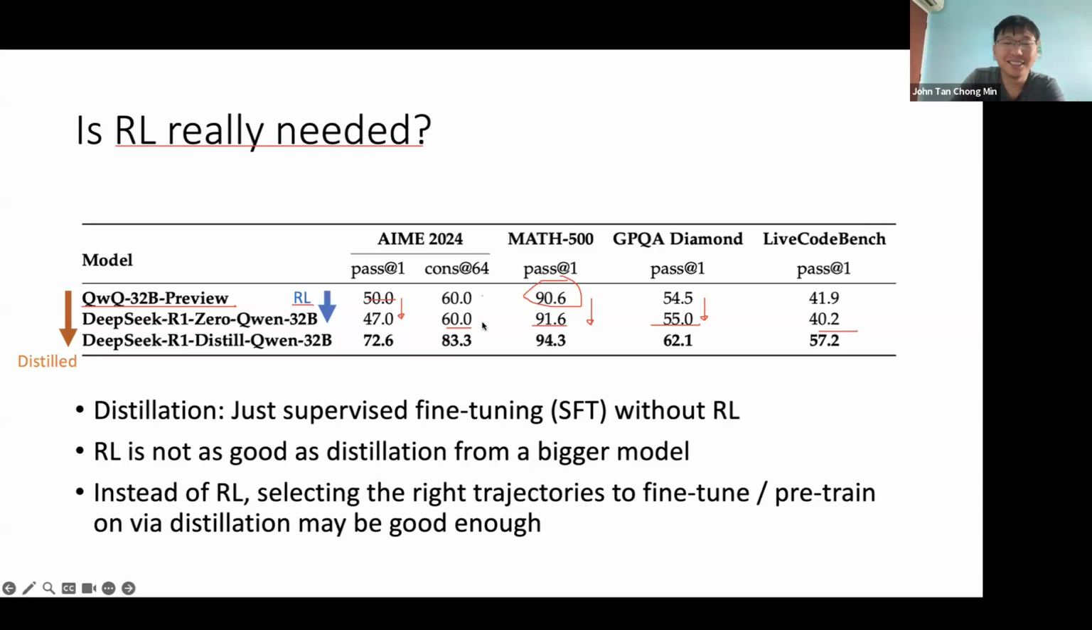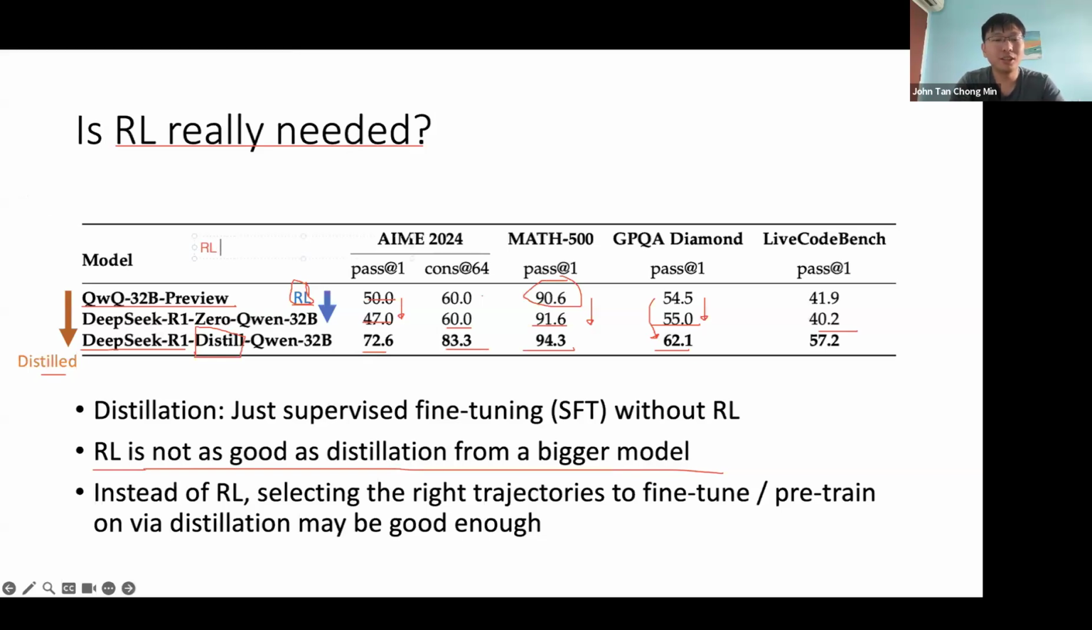Yeah, so then they also tried a distilled method where you take the Qwen model and then you just distill it with the DeepSeek R1 outputs. And look at that, look at the improvements. It's like 20 percentage points, 4 percentage points, 8 percentage points. Can you see the big difference between the distilled model versus the RL model, RL on its own? So you see, RL is not as good as distillation from a bigger model.